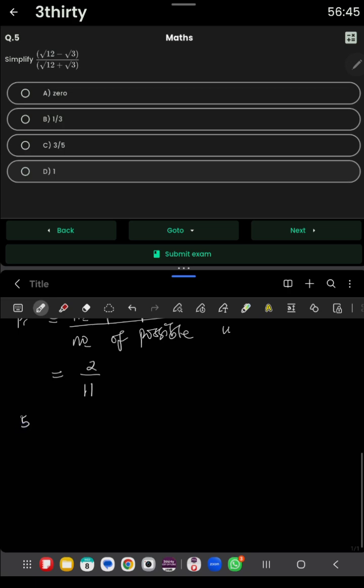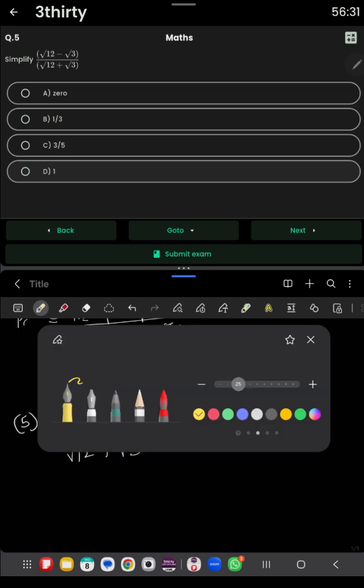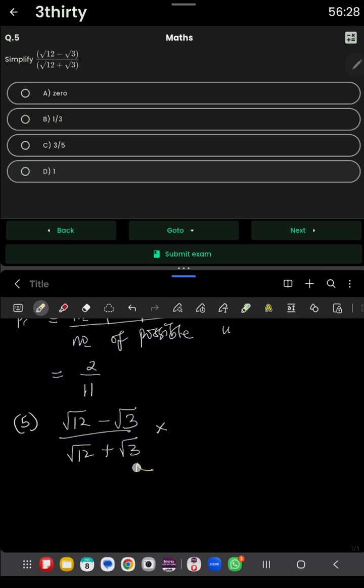So number 5. Root 12 minus root 3, a very common question. So you're going to rationalize. To rationalize, we're going to multiply by the conjugate of the denominator. So this is our denominator. The conjugate is simply the same, just change the sign. Same group of numbers with a different sign.